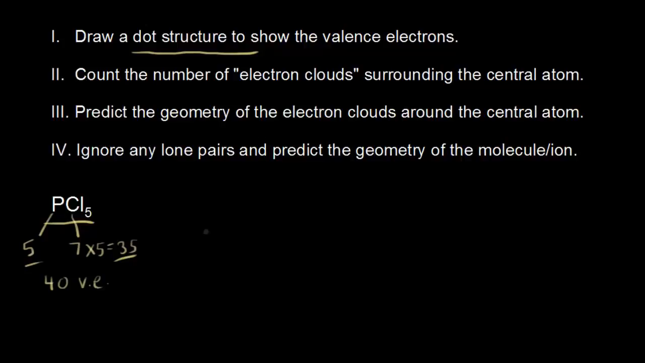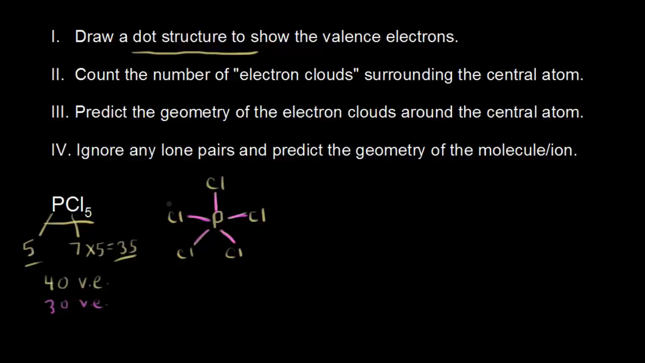So phosphorus goes in the center because it is not as electronegative as chlorine, and we have 5 chlorines. So we put our 5 chlorines around our central phosphorus atom like that. If we see how many valence electrons we've drawn so far, this would be 2, 4, 6, 8, and 10. So 40 minus 10 gives us 30 valence electrons left over. And remember, you start putting those leftover electrons on your terminal atoms. So we're going to put those on the chlorines.